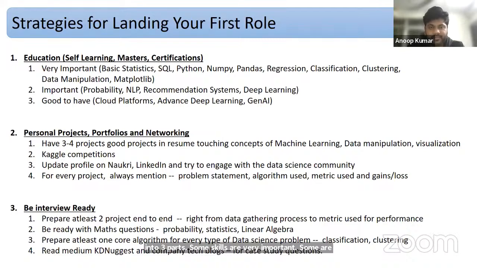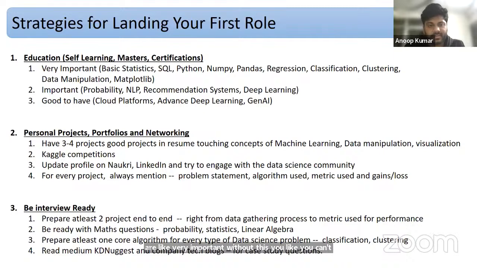In very important, I've put basic stats. You should know SQL, which is very important. SQL, Python, then how to handle the data. For handling and manipulating the data, you need to know NumPy and Pandas, and then the basic ML algorithms: regression, classification, clustering, and a visualization tool like Matplotlib. So these things are very important. Without this, you can't get a job in data science, right?